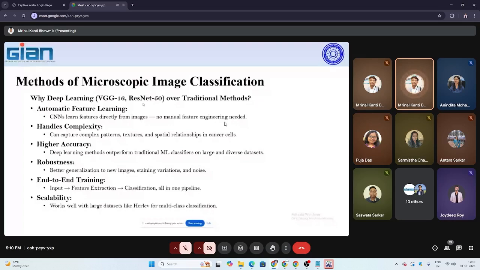In contrast, deep learning models, specifically CNNs, learn features automatically from the raw images. They can capture complex patterns, spatial relationships, and subtle changes in the cell structure, which are often invisible to handcrafted features. Moreover, CNNs provide end-to-end training, meaning the model itself learns both the features and the classifier in a single pipeline. This reduces human bias and increases robustness to variations in staining, image quality, or noise. Finally, deep learning models scale well with large datasets, and even small datasets. For example, the HAM10000 or the AGMC2 dataset.